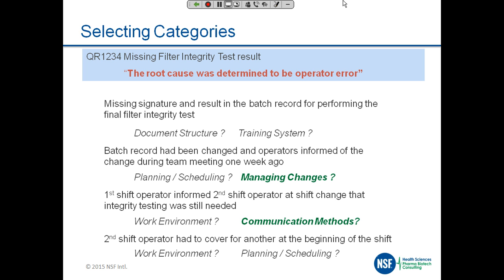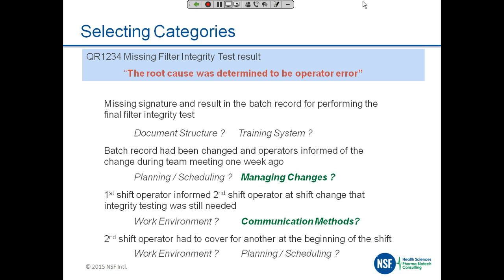And now as you think about the issue of this topic of categorization, and you're trying to set yourself up to identify reoccurrence, your categories become very important. And in this particular case, if the batch record had been changed and the operators were informed of this during a meeting, maybe our change management process is not robust enough.